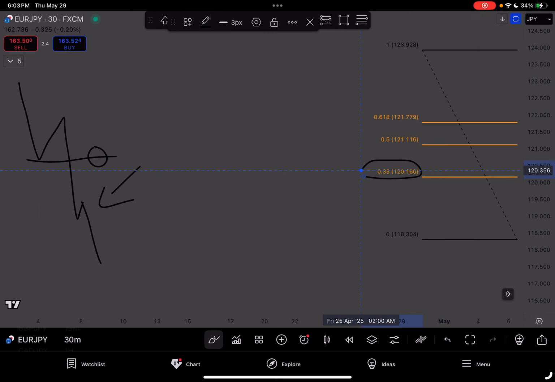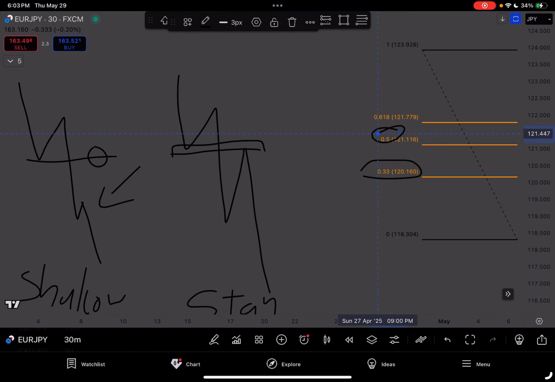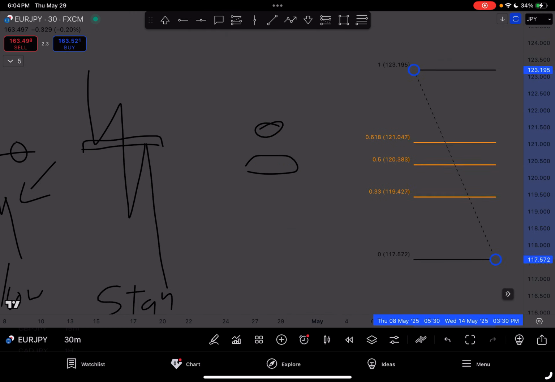So we're going to have just shallow. Excuse the handwriting. Sometimes you may get a normal retracement where the market pulls back, and a lot of times this is where you get that beautiful break and retest that we all know and love before continuing. And typically that's what we call the standard. I'm going to put STAN. This is the standard, and typically this is the 0.50 retracement. And then last but not least, you have that 618.